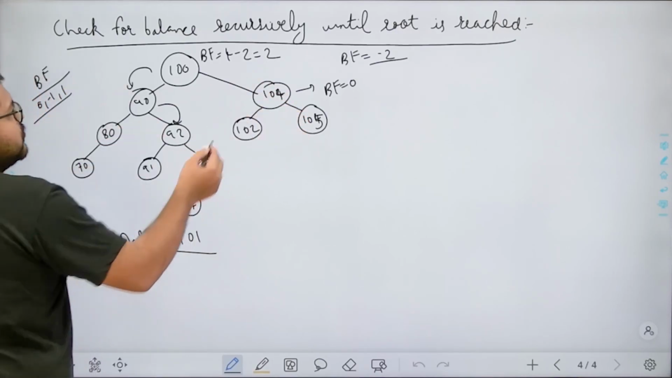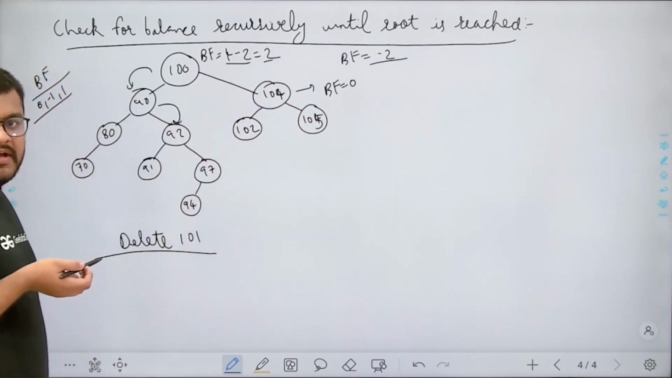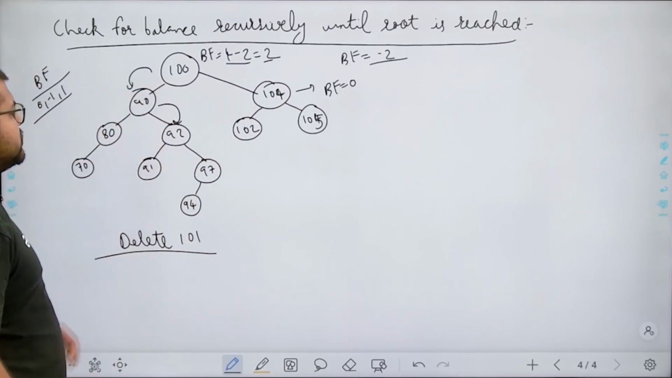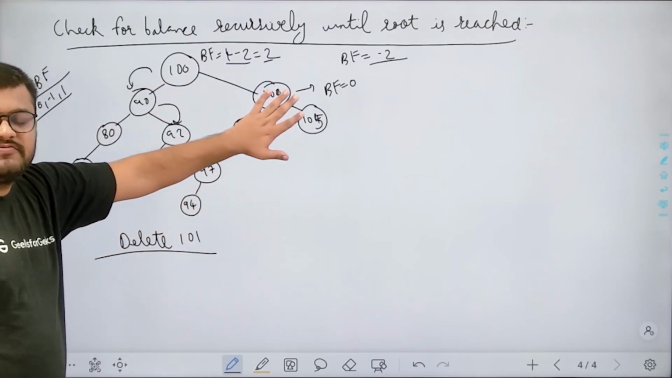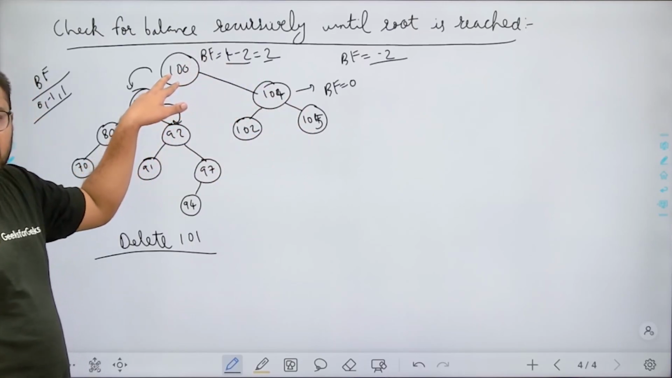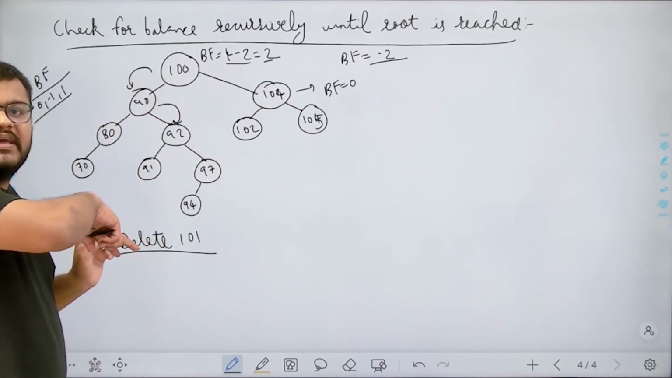Now this was 4, so 4 minus 2 became 2. Initially the balancing factor for this was 1, 4 minus 3, but because we made changes here, this balancing factor was affected. So again we need to make changes.